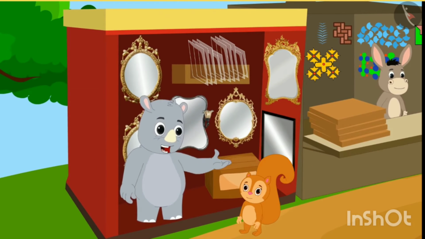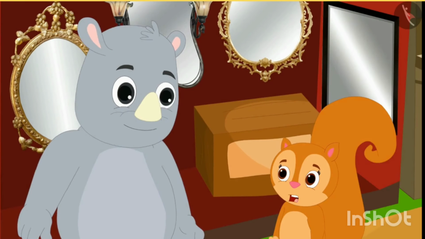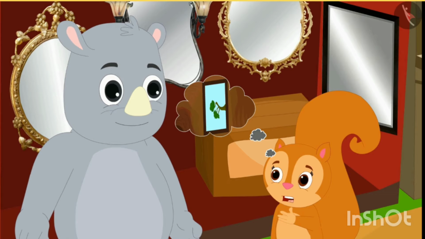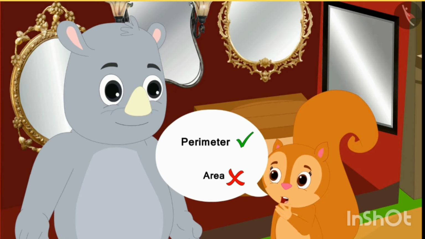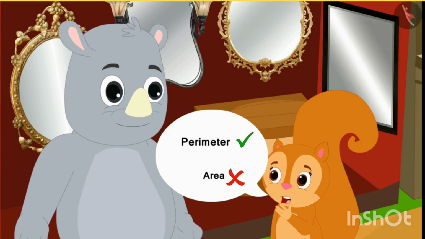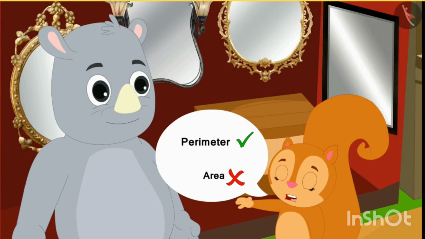Chanda, why do you look so upset? Gaggu asked Chanda. Gaggu, I want to buy a glass for my rectangle-shaped window. I remember the perimeter of the frame of my window and also the length of the window, but I do not know the area of glass I need for the window.